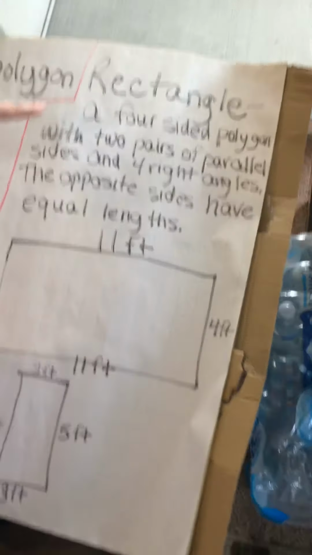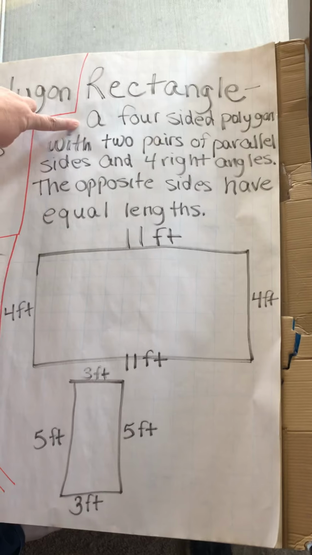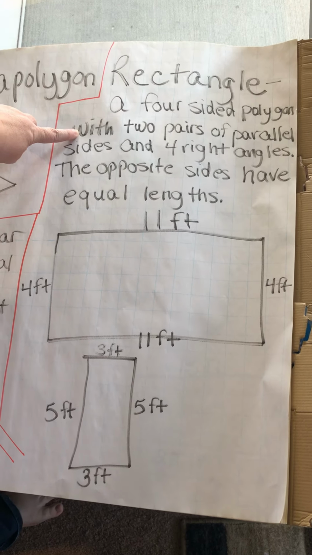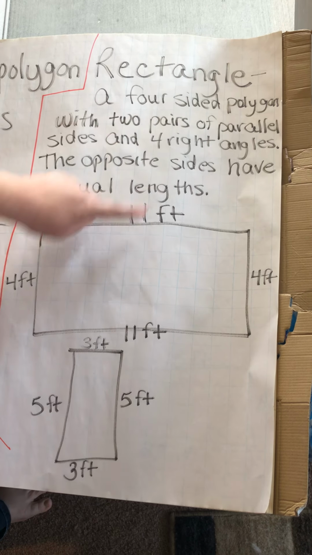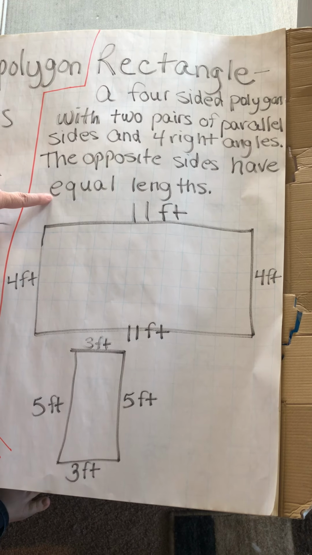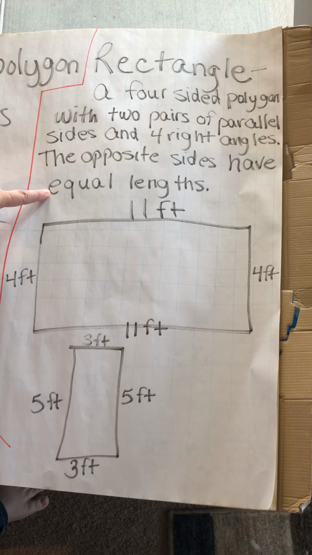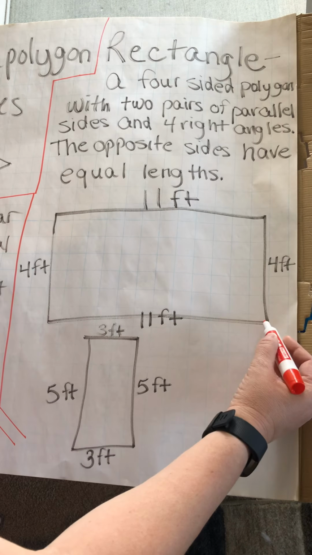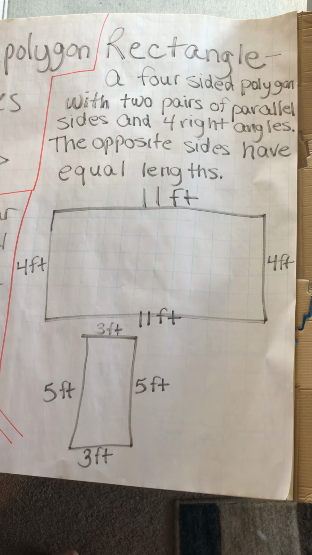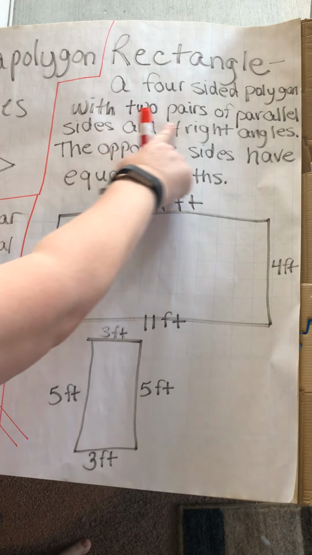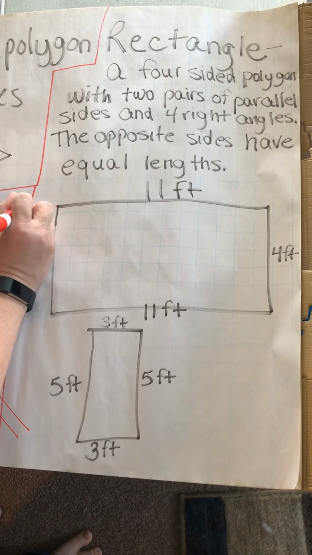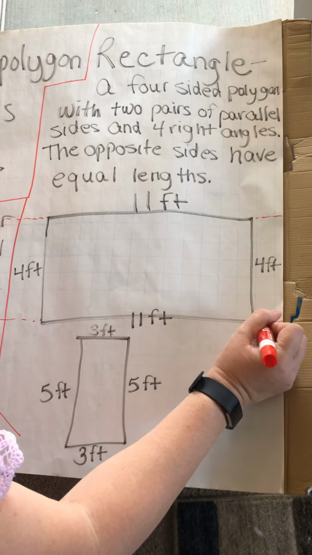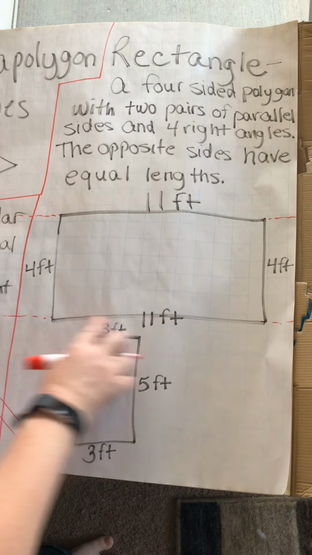Now, a rectangle is a 4-sided polygon with 2 pairs of parallel sides, and they have 4 right angles. The opposite sides need to be equal lengths, okay? Now, we have 4 sides here. There's 1, 2, 3, and 4. Now, we also have 2 pairs of parallel sides. So, if you would keep extending right here, there's 1 pair of parallel lines, okay?